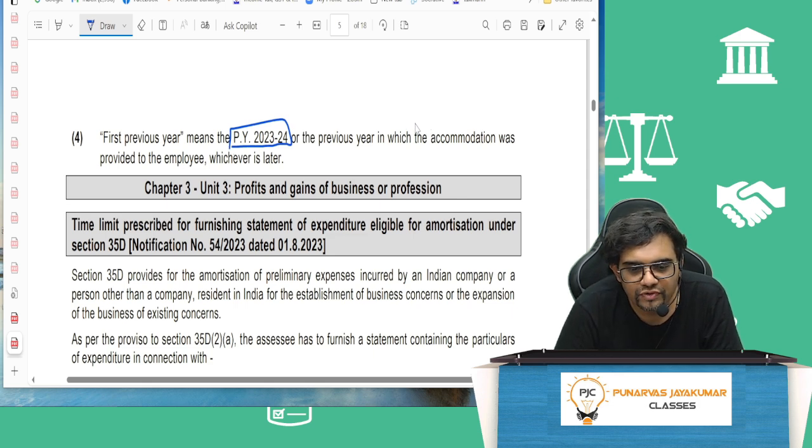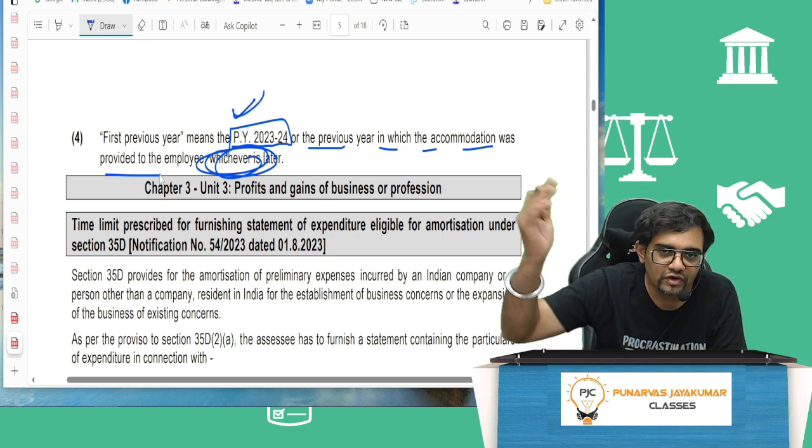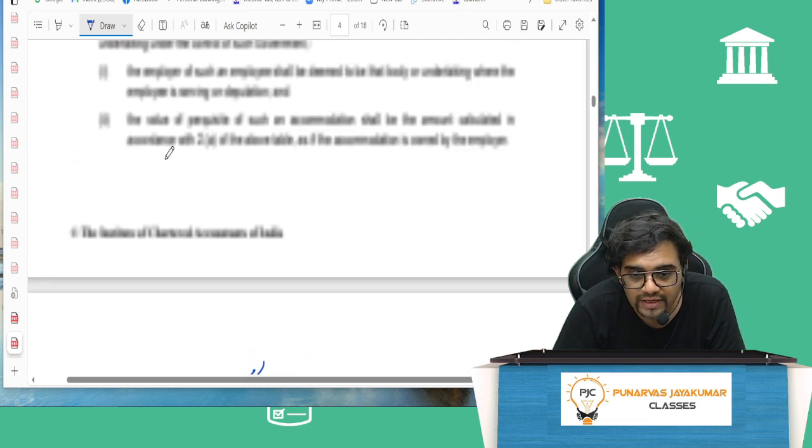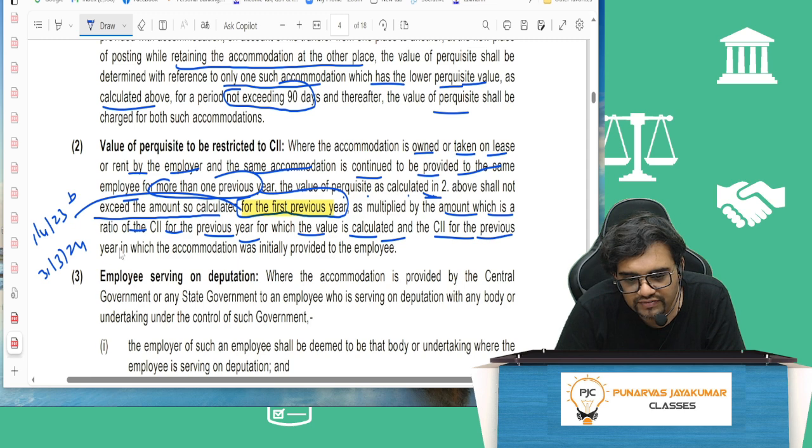Previous year 23-24, or the previous year in which accommodation was provided to the employee, whichever is later. So the base year is this much only. Going forward is what they are saying. So this is all an amendment which has come for previous year 23-24, as multiplied by the amount which is a ratio of the CII for the previous year for which the value is calculated and the CII for the previous year in which accommodation was initially provided to the employee.